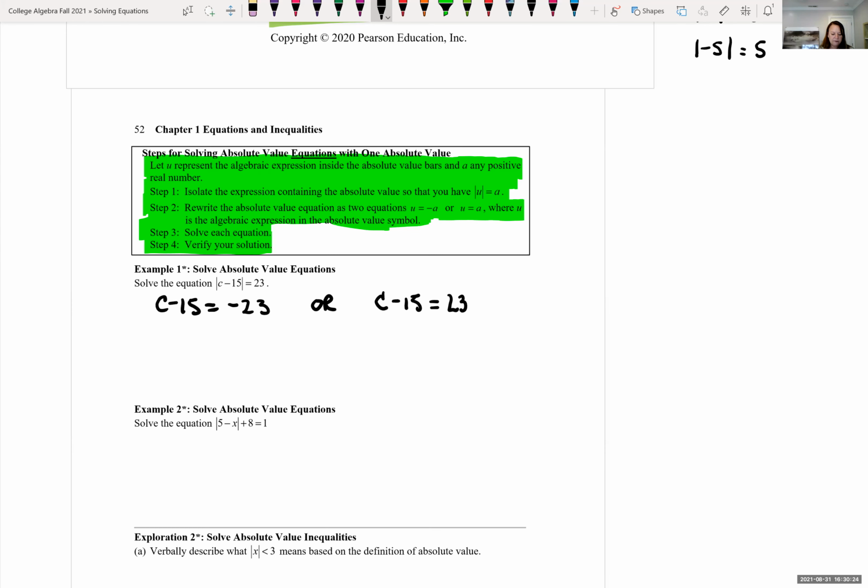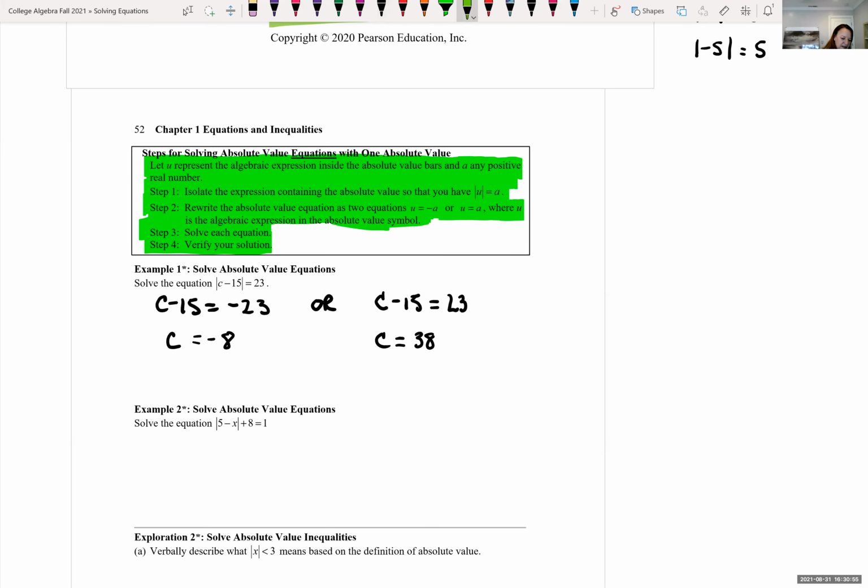So we want to solve for C in each case. So we're going to add 15 on both sides. Adding 15 to negative 23 gives us back -8. So C is equal to -8. If I add 15 to both sides of the second equation, I would get C is equal to 23 plus 15. So that's 38.